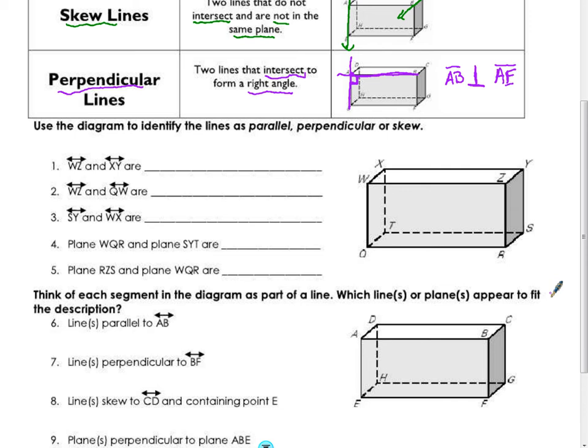So when I look at example 1 here, WZ, I'm going to use my highlighter tool here in yellow. WZ is this line in the front, and XY is in the back. They're on the same plane, they never intersect, so these would be examples of parallel lines.